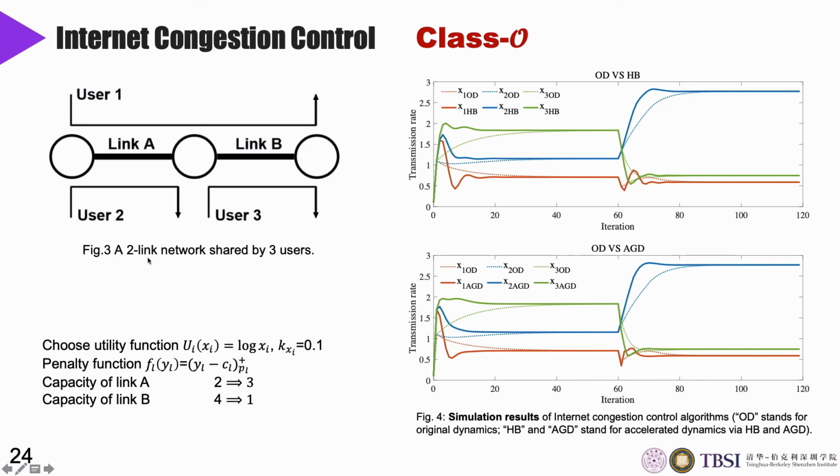And for a 2-link network shared by 3 users, the simulation result is like this. Again, those solid lines are the results applying HB method and HD method, and the dotted lines are the original dynamics. As we can see, those solid lines converge much faster than those dotted lines.